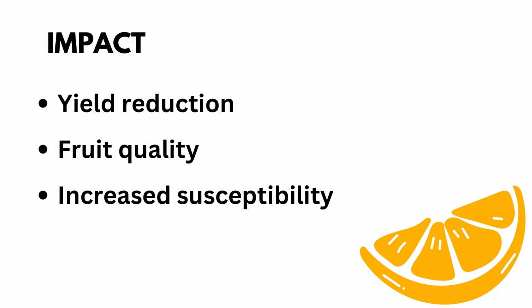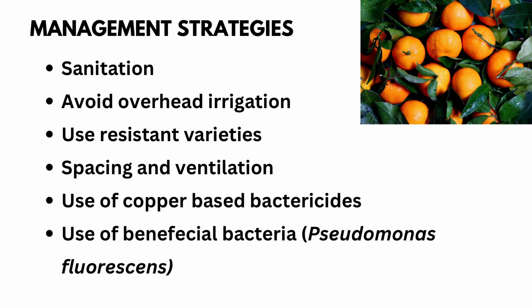Impact on citrus crops. Yield reduction. Citrus canker causes premature fruit drop, lowers the fruit quality and thus reduces the overall yield. Fruit quality. The scarring and lesions on the fruit make it less valuable or unsellable in commercial markets. Increased susceptibility. Trees affected with citrus canker are more vulnerable to other diseases and environmental stresses, making the overall plant health worse.